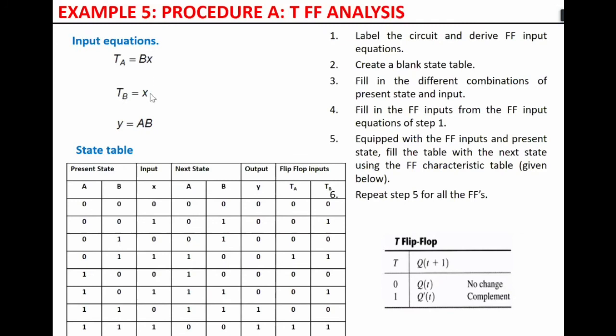Okay, so we got those equations. Label the circuit and derive your flip-flop input equations. You did that. You created the blank state table. Remember, it reaches here, the output. So you've got your present state, you've got your input, in that order. Don't flip things around. And then you've got your next state, you've got your output and then flip-flop input. You can flip things around and be right and fail.